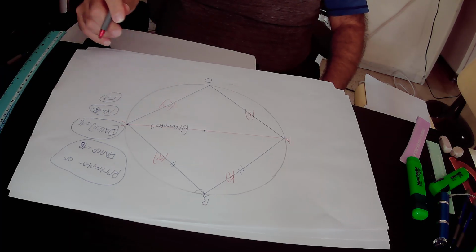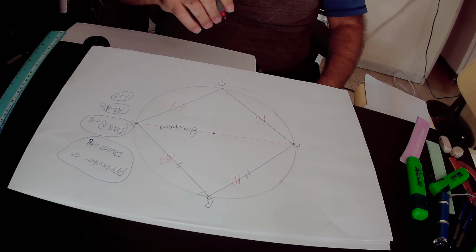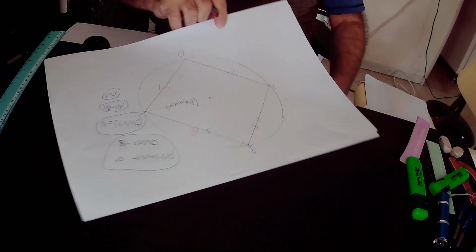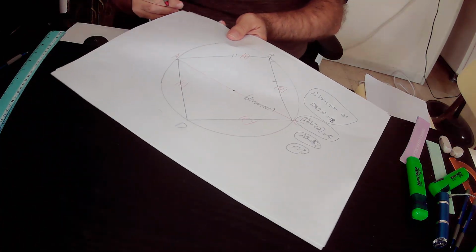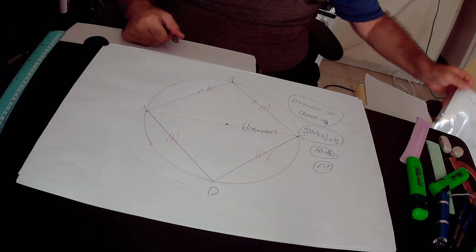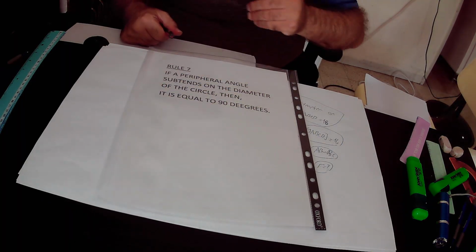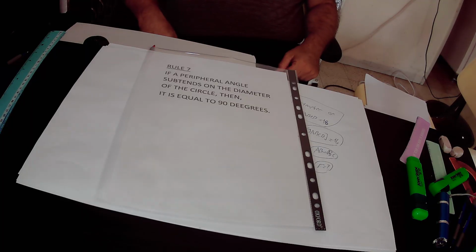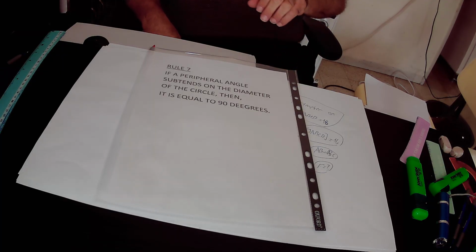So in the next step, we will implement Rule 7 in our drawing. So let's click on Rule 7. According to Rule 7, if a peripheral angle subtends on the diameter of the circle, then it is equal to 90 degrees in its size.